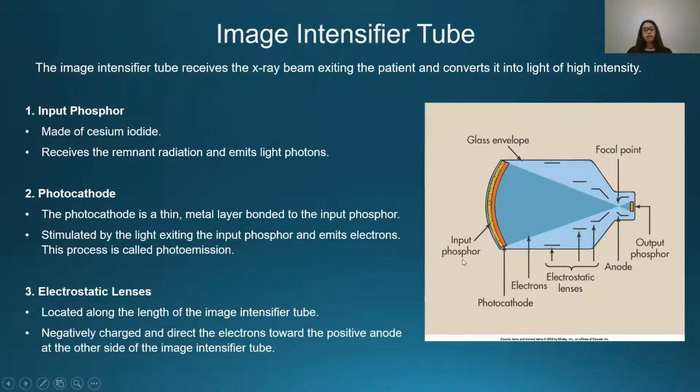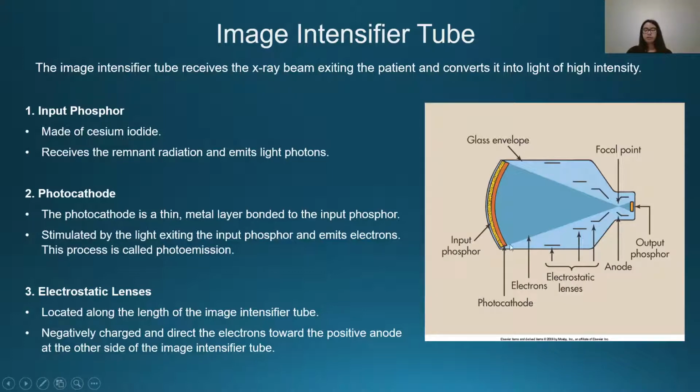So the first step of the image intensifier tube is the input phosphor. The input phosphor is made of cesium iodine, and it receives the remnant radiation and emits light photons. Now the next step is a photocathode, which is a thin metal layer bonded to the input phosphor. What the photocathode does is that it's stimulated by the light that's exiting the input phosphor, and then it'll emit electrons. This process is called photoemission.